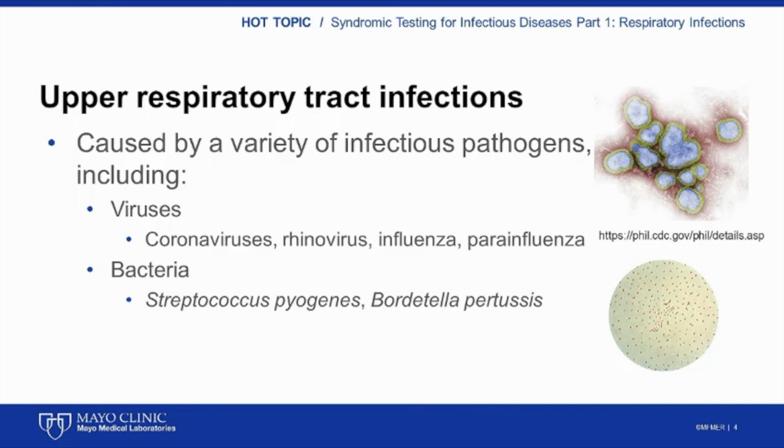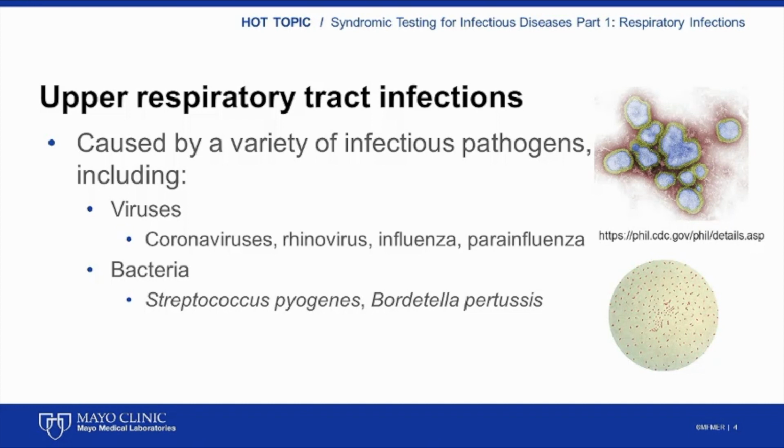Bacteria can also cause upper respiratory tract infections, with Streptococcus pyogenes being the etiologic agent of strep throat and Bordetella pertussis causing pertussis or whooping cough. Other bacteria such as Mycoplasma pneumoniae can also be associated with upper respiratory illness.